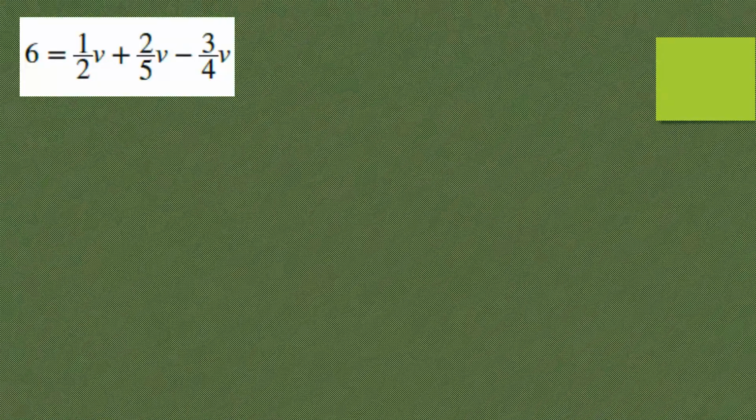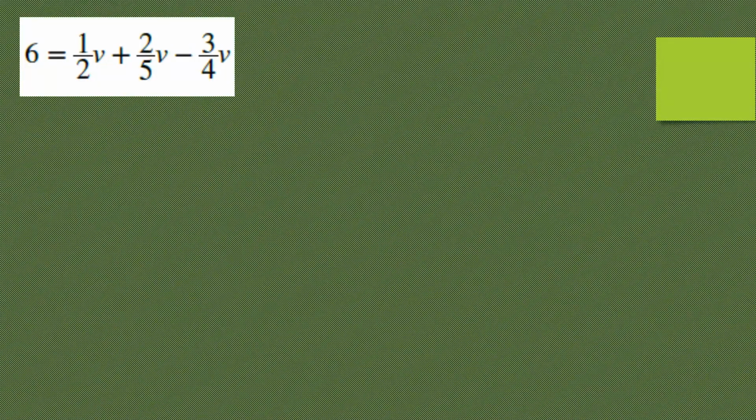All right, next problem, same process. Find the least common multiple, multiply 3 by it, and then solve the resulting equation. So here we've got denominators of 2, 4, and 5. Ignore that whole number over there. It has a denominator of 1. That doesn't matter.